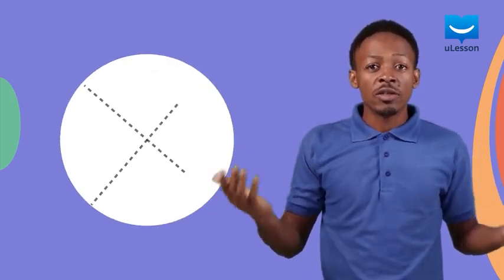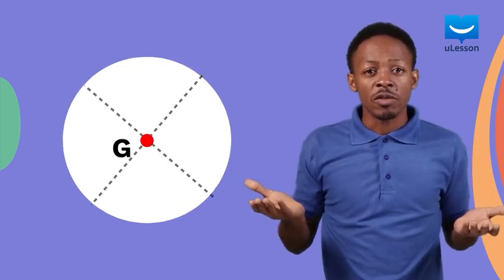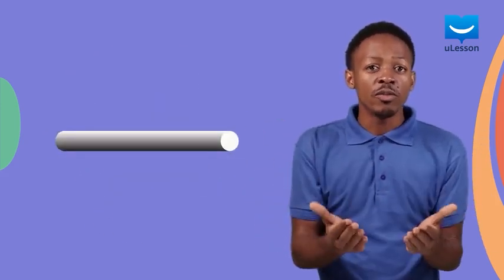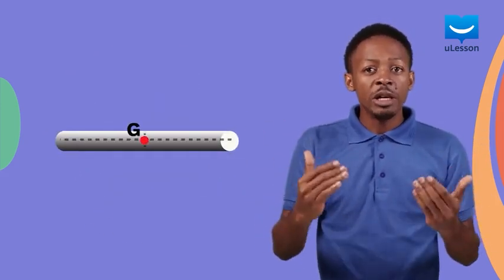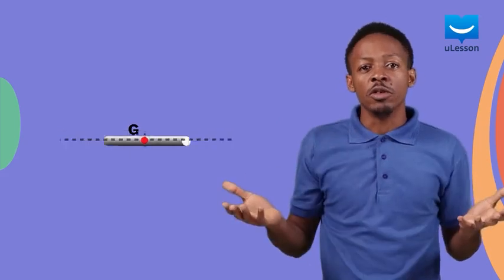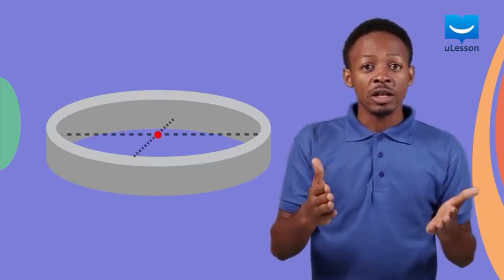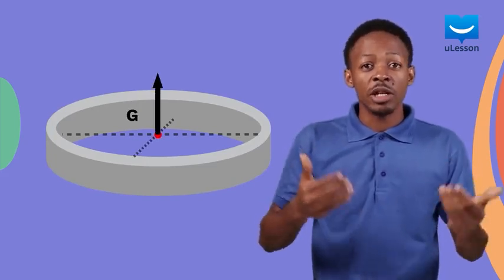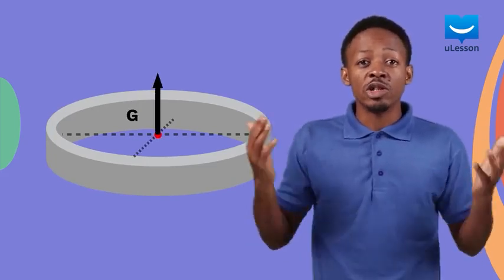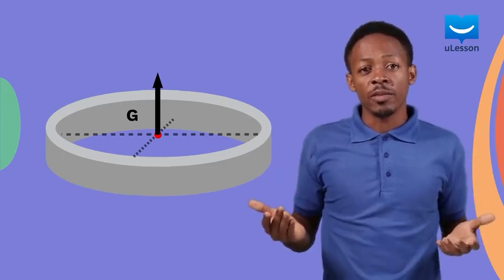So for a uniform circular plate, its center of gravity is at the center of the circle. For a uniform rod, the center of gravity would be at the midpoint of the length of the rod. For a uniform circular ring, the center of gravity will be in the middle of the ring, at the center of the circle that makes up the ring, even though there is no mass in the middle of the ring.